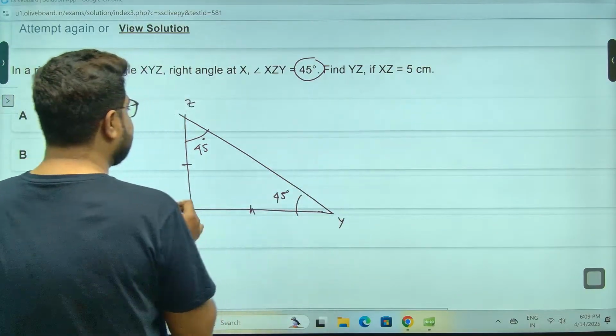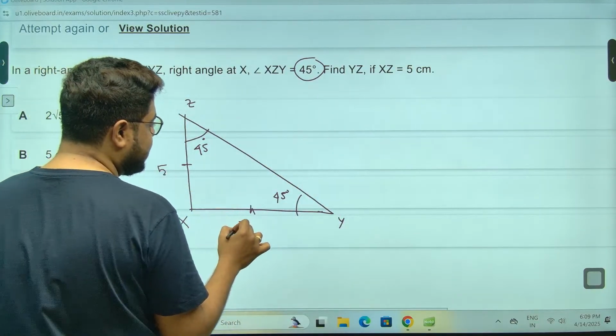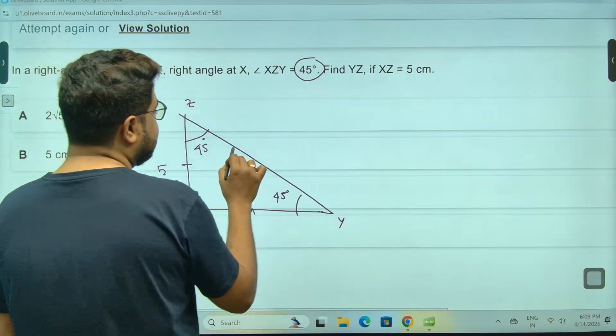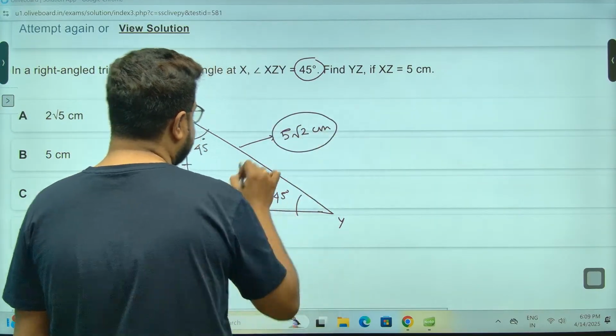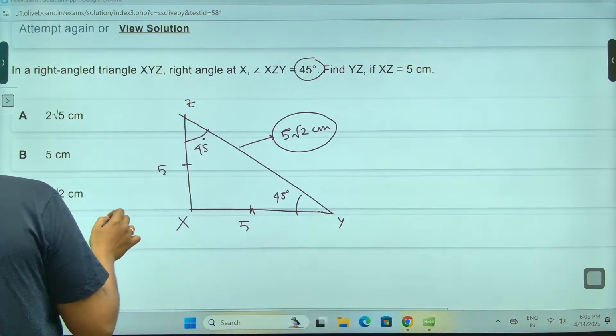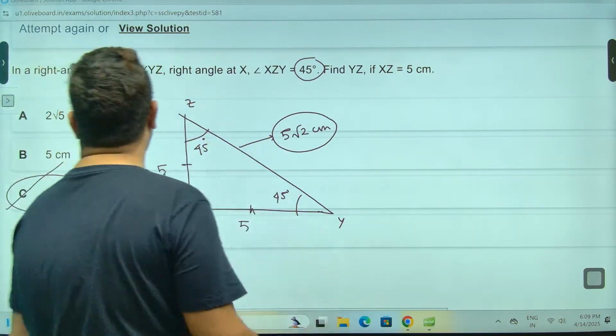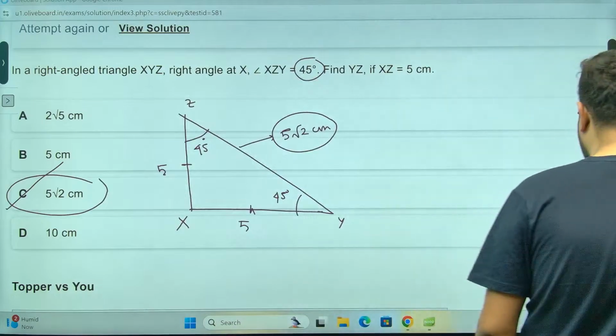XZ is given as 5, so that means this side is also 5, sir. They're asking for YZ. So this is 5 root 2. We all know, sir, X and X, so this will be X root 2. 5 root 2. Option C is the answer. Option C is most definitely your correct answer, sir.